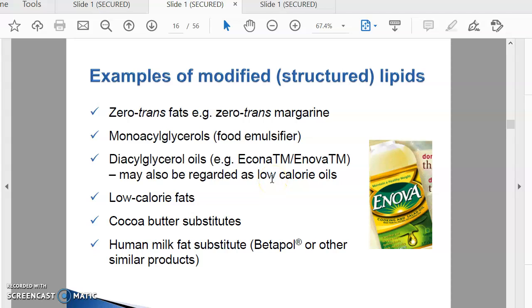Okay guys, continuing from our previous lecture. So we stop here, right? I was talking about the human fat milk substitute.